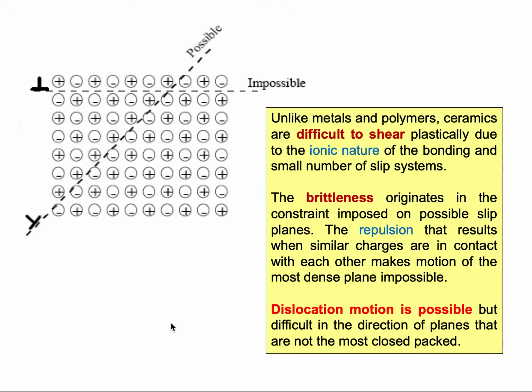However, in some certain cases, dislocation motion is possible, but it's very difficult because it has to be in a specific direction or plane that is not the most close packed. So if you look at this plane here, you can see that you have negative, negative, negative, negative, negative, and you have positive, positive, positive ions. So slipping in that direction is possible, but it's very hard.